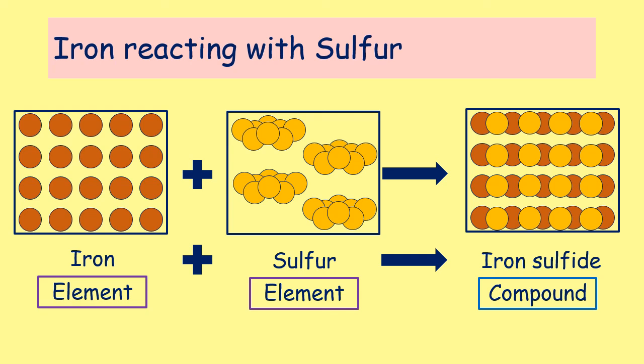There's only one type of atom in that box, the brown ones. Then in the middle, we've got sulfur. Now sulfur, the yellow atoms, and that box only contains yellow atoms, so it's an element. And then when they react together, you see iron sulfide, and that is a compound, because you can see it contains more than one type of atom chemically joined.